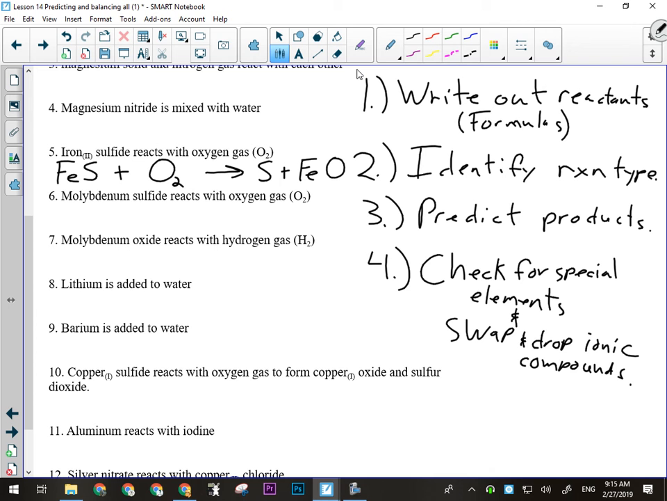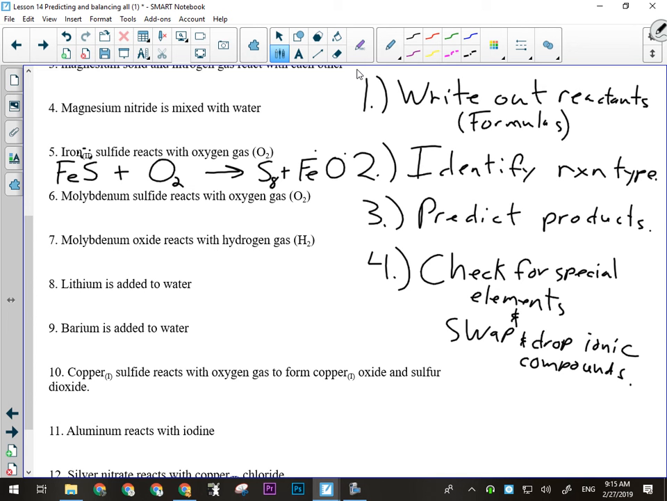Do I have any special elements here? Sulfur always comes as an S8, so that's definitely special. And I have an ionic compound: iron with oxygen, and I'm told it's the iron with the 2+ charge. So if this is iron with a 2+, oxygen's always 2-. That compound is already dropped and swapped. It's okay the way I wrote it.